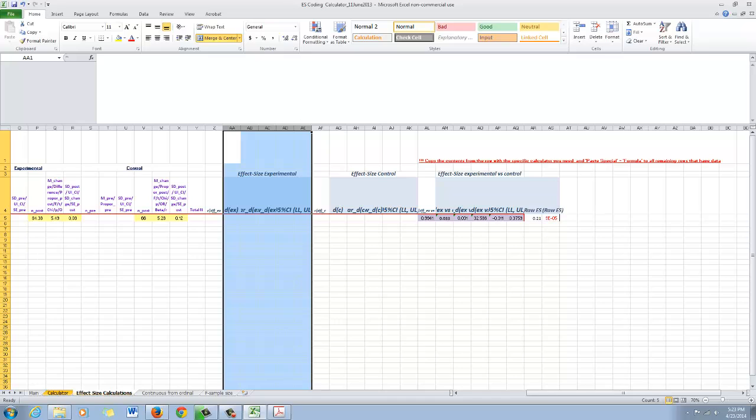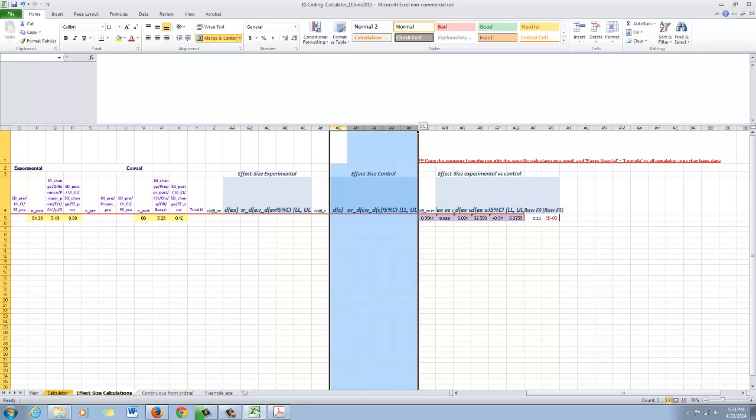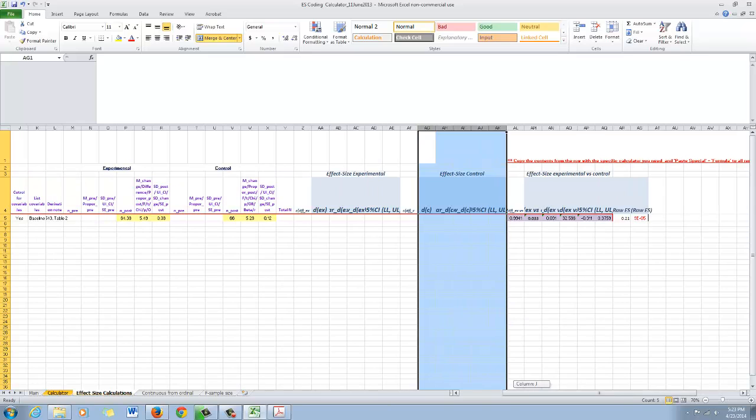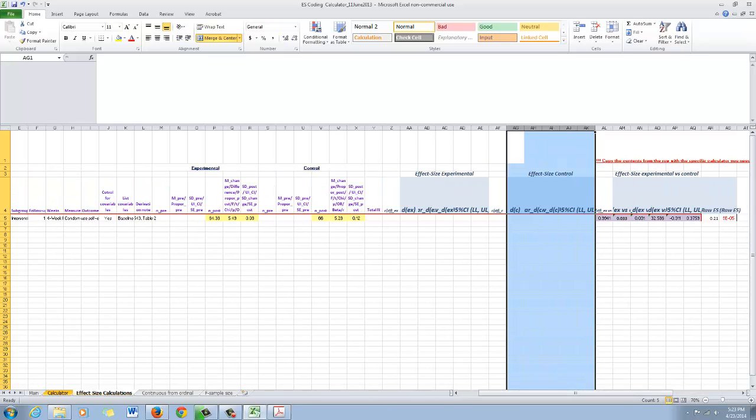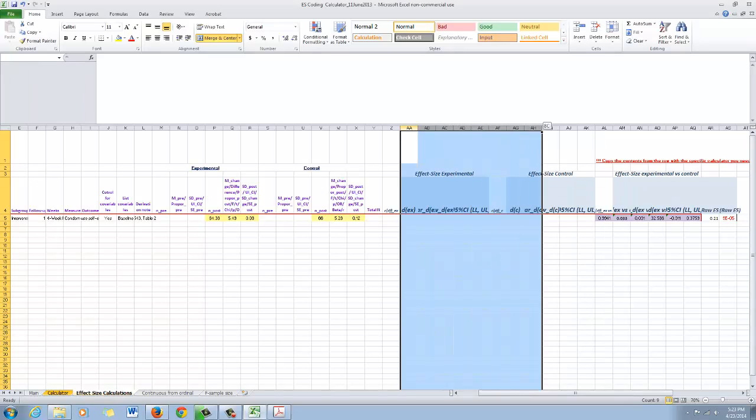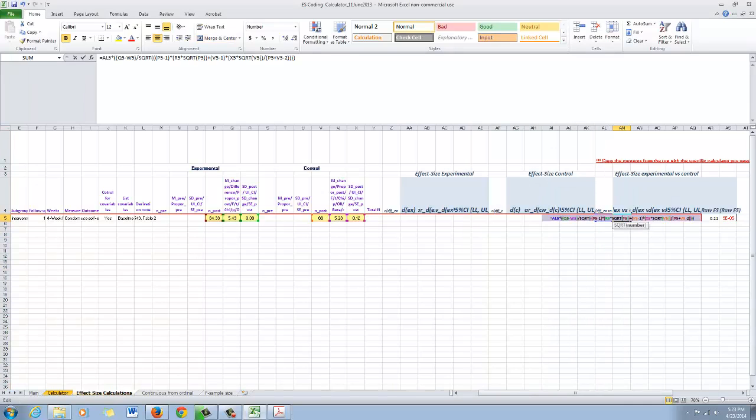This is the effect size for the experimental pre-post and the effect size for the control pre-post. Obviously these are empty because there's no pre-post data for each of these, there's only post-test. So these are blank. In this instance, as you can see highlighted here as we highlight the equation, we're using the post-test data from the experimental and the control and comparing them. So this number is positive, which is indicating higher values in the experimental group than the control group. So this is a positive thing to show that condom use self-efficacy actually improved in the experimental group compared to the control group.